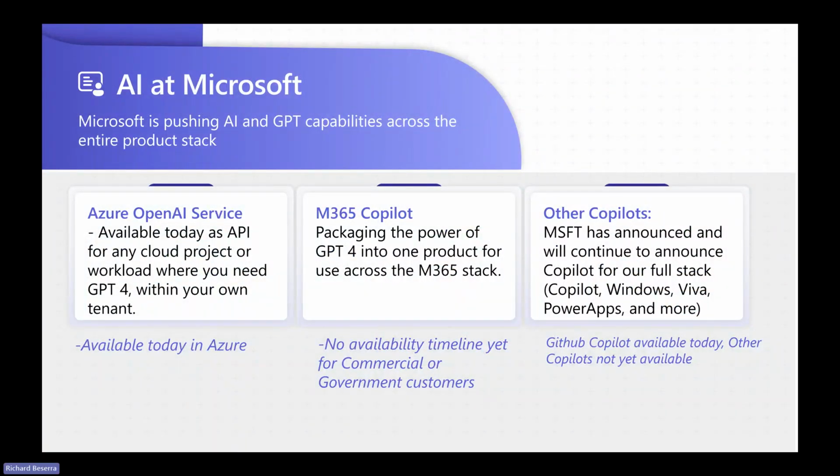Copilot is not actually one product. We're going to have distinct Copilots for a number of different services. Windows and Viva, Security Copilot, Microsoft 365, Purview, they're all getting a version of Copilot.